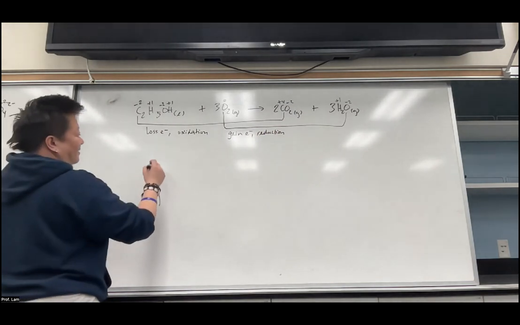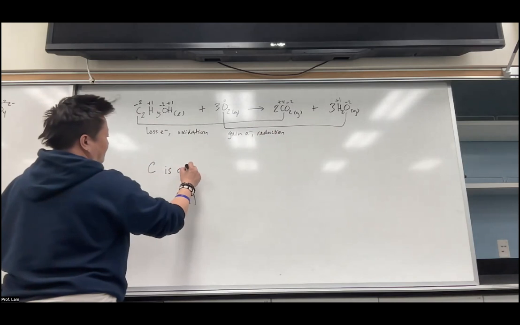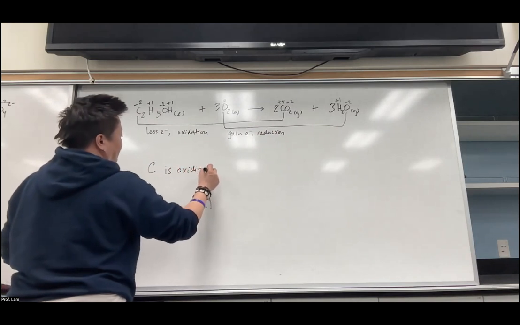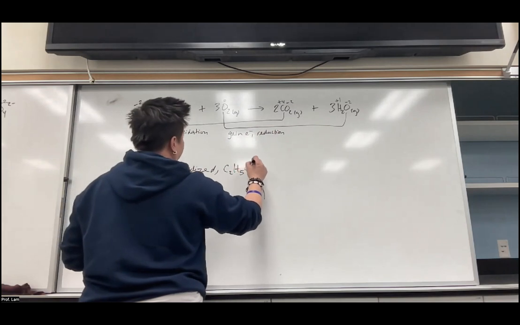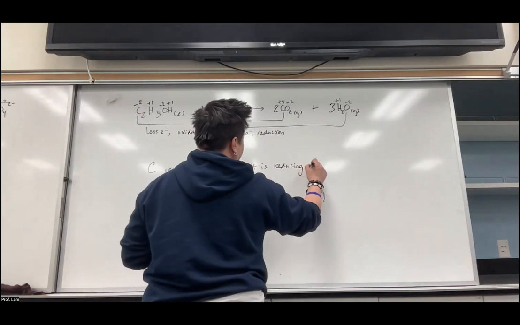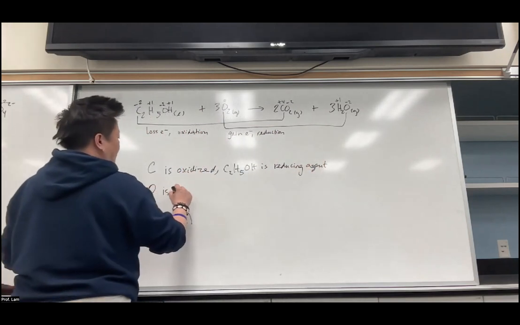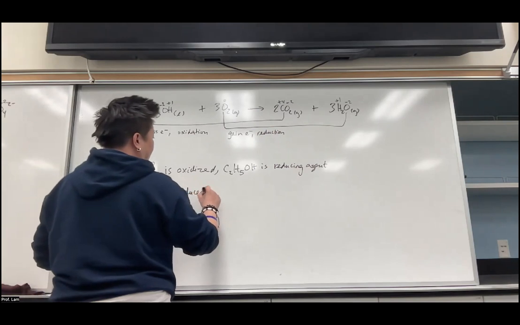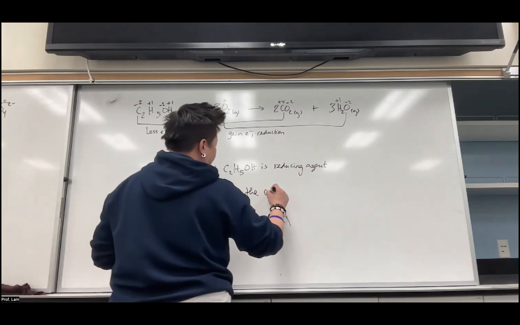Okay, so then we say that carbon is oxidized. And therefore C2H5OH is the reducing agent. And then O is reduced. And O2 is the oxidizing agent.